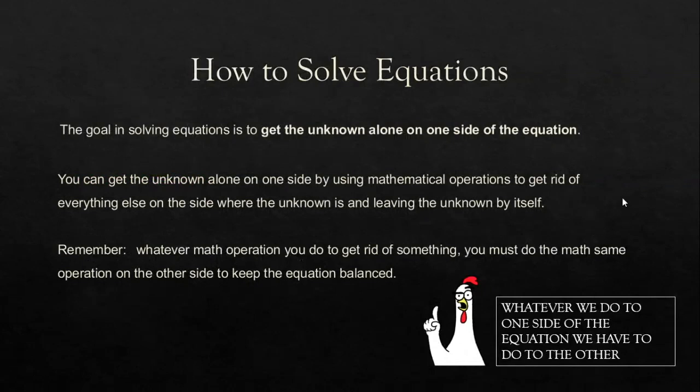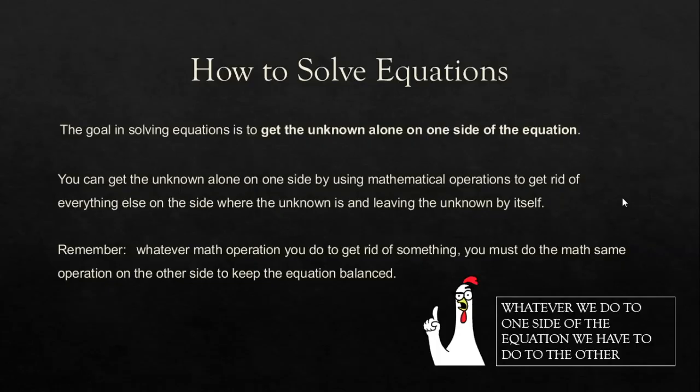The biggest thing to remember when we're solving an algebraic equation, we're trying to find whatever x or whatever letter, the variable, is. We want to get the unknown alone on one side of the equation. It does not matter if it's the left side of the equation or the right side of the equation, but we need to make sure that the variable is alone on one side. You can get the unknown alone by using mathematical operations. We'll see lots of examples today. But again, the goal is to get the unknown by itself.